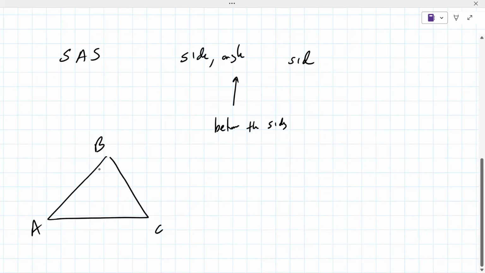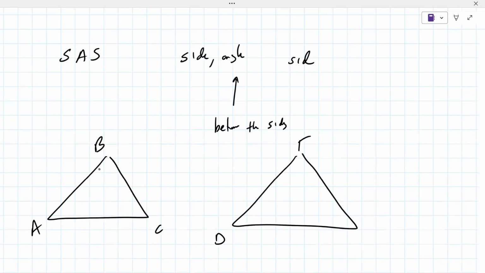A, B, C, D, E, F, and let's go. This angle is congruent to this angle, and this side is congruent to this side, and this side is congruent to this side. Okay, now we have it. So the angle has to be between the sides. That's how you use SAS. The angle has to be between the sides. That's the key to understanding this.